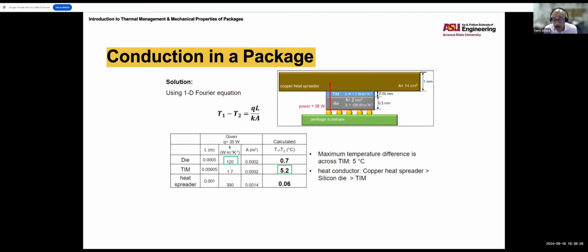So if we look at the total across, the maximum temperature difference is about 5 degrees, because that's what we're getting from the TIM. And if you add up the others, probably about a 6 degree difference. But essentially, we are removing the heat from the die. Again, we satisfy the assumption for 1D Fourier equation use, and then we're able to calculate the difference in temperature across the different materials.